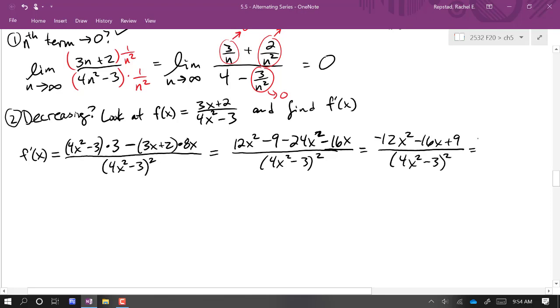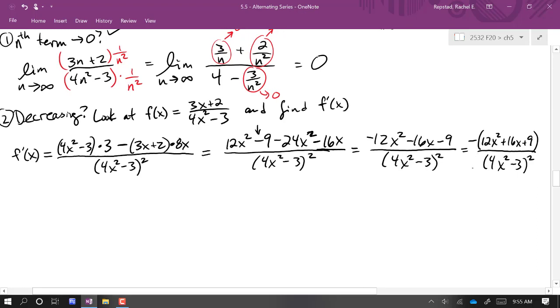I'm going to just peel out the negative, and for some reason I switched the sign again. So that's a negative 9 here. I'm going to switch it on the end here. I'm going to factor out a negative. So here's our derivative.